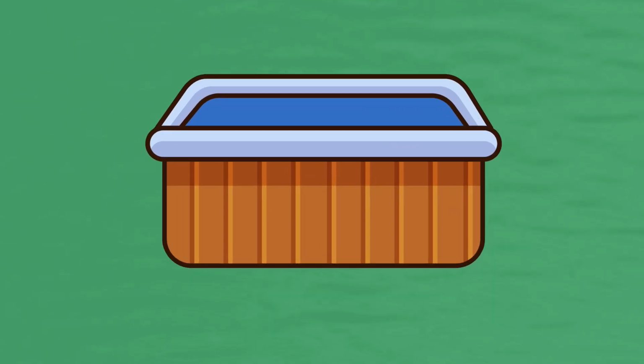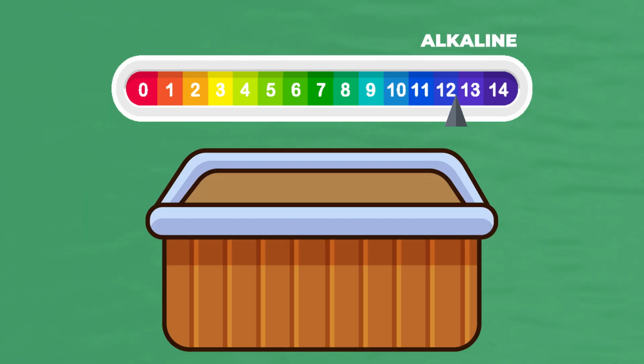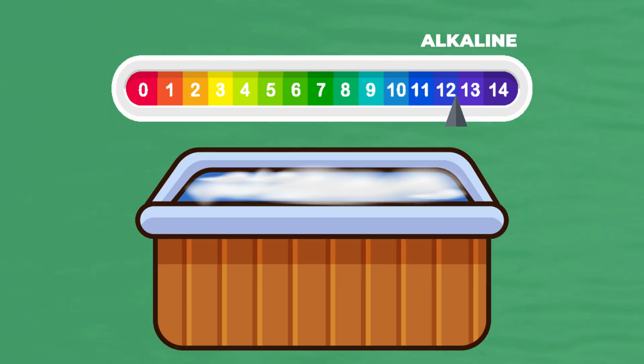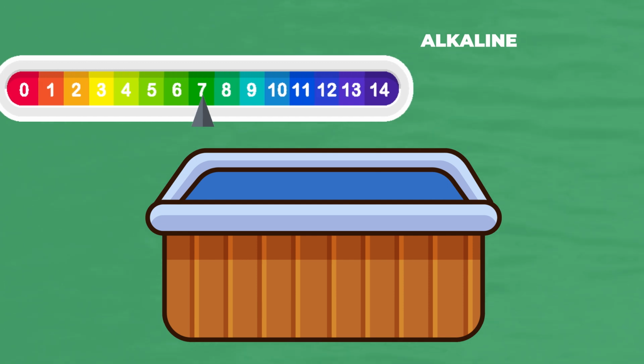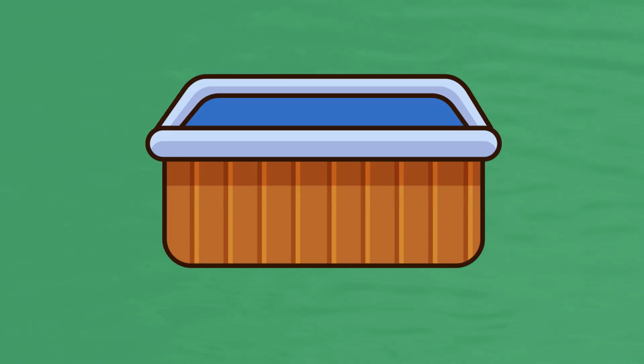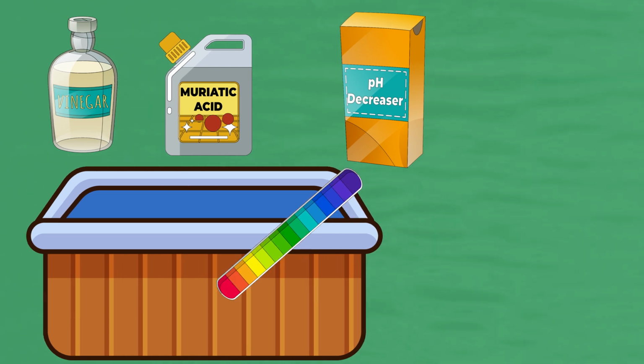Are you finding it challenging to keep your hot tub's pH level in check? A high pH level can make your water too alkaline, which can lead to scaling, cloudiness, and inefficient chlorine function. If not corrected, this can cause damage to your hot tub and its equipment. But don't worry, we're here to guide you on how to safely and effectively lower the pH level in your hot tub. Let's get started.